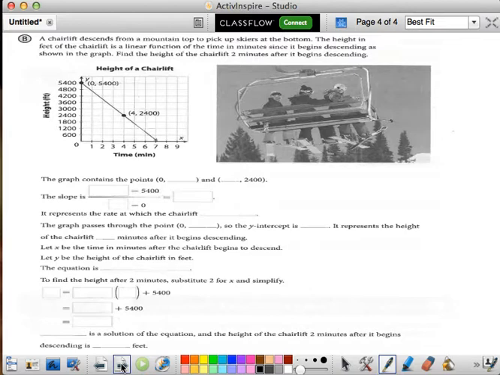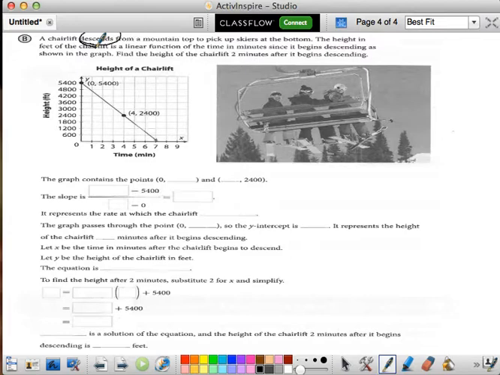So we're going to take a look at B right off the bat. We're talking about a chairlift that descends, so you know it's going to be a negative slope because it's going down from a mountaintop to pick up skiers at the bottom. The height in feet of the chairlift is a linear function of the time in minutes since it begins descending, as shown in the graph. Find the height of the chairlift 2 minutes after it begins descending.